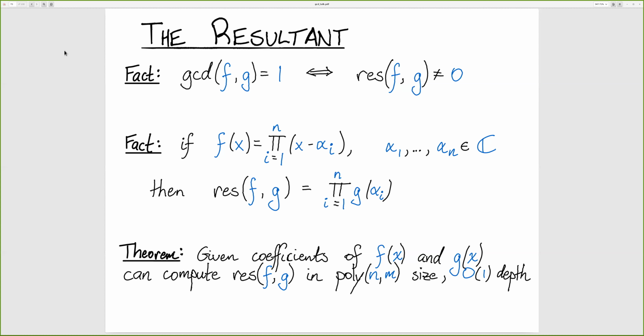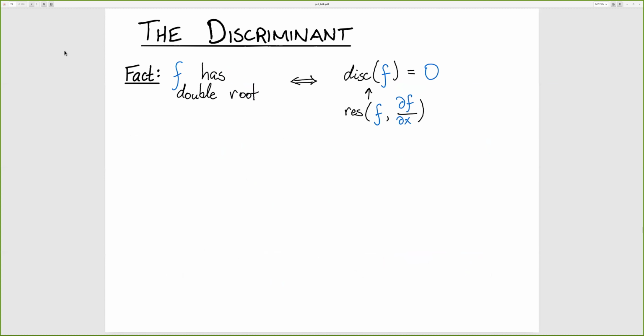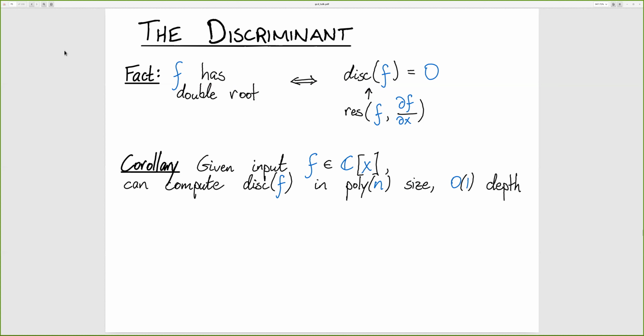There's also a nice application of this. There's a related quantity called the discriminant, which is just a function of one polynomial. It tells you if this polynomial has a double root. A polynomial has a double root exactly if this discriminant is 0. This is really just the resultant of f and its derivative. I just showed you how we can compute resultants, so we can compute discriminants in constant depth and in polynomial size.